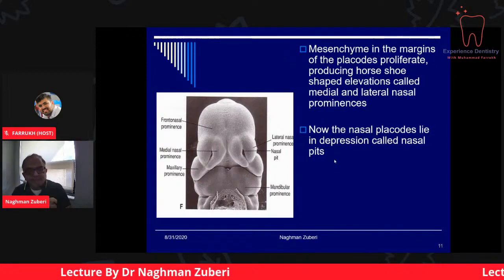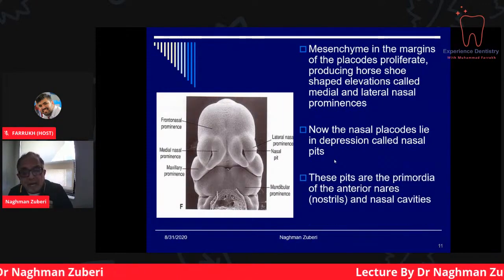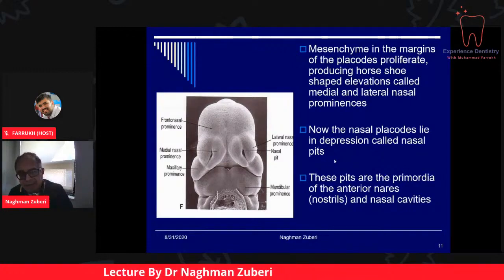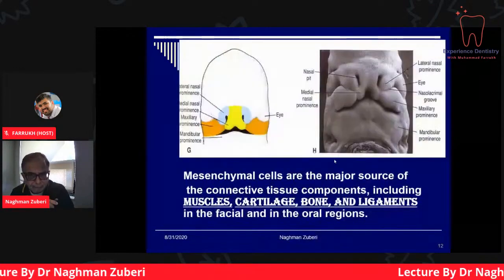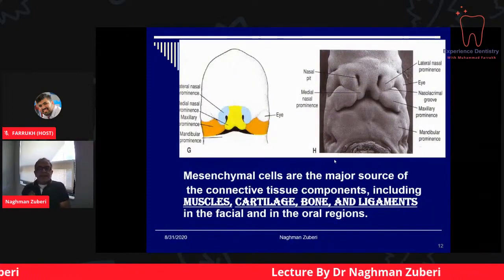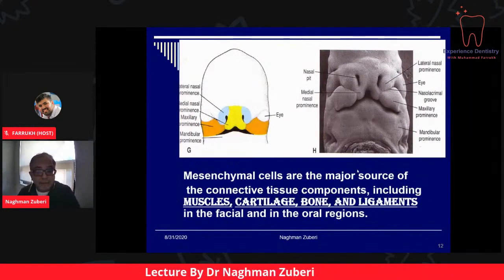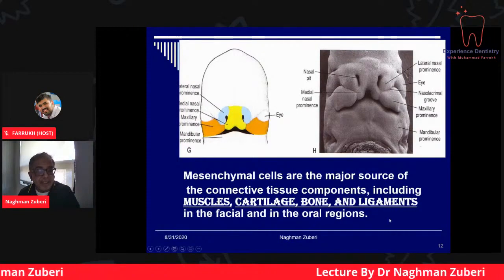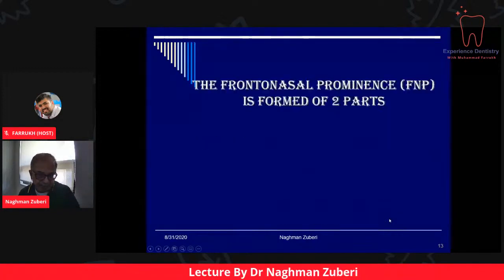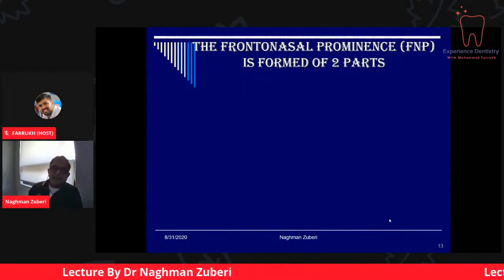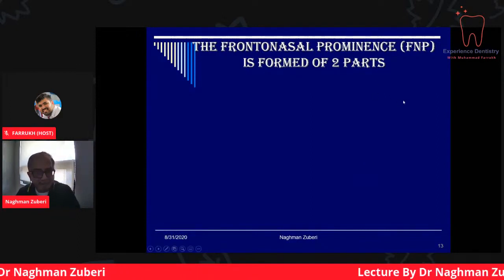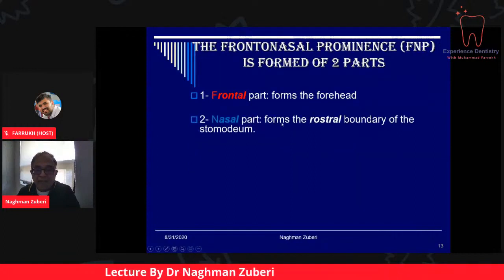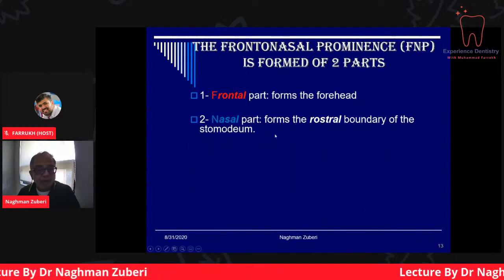Now the pits are the primordia of the anterior nares or nostrils and the nasal cavities. Now, the mesenchymal cells are the major source of the connective tissue components, including muscles, cartilage, bone, and ligaments in the facial and oral regions. The frontonasal prominence is formed out of two parts. The frontal part forms the forehead, and the nasal part forms the rostral boundary of the stomodeum.